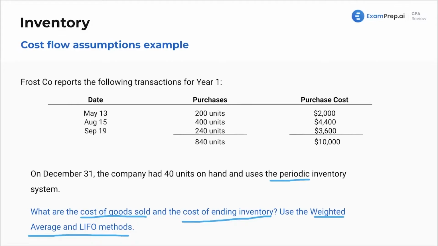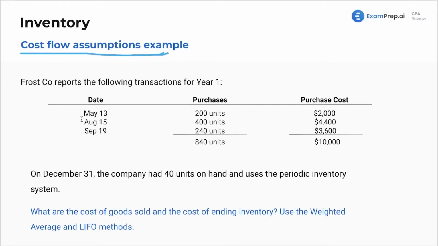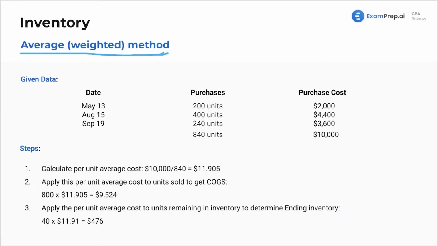All right. So good there. And the reason why we're doing more than one is it's nice to see the difference. You change one thing, what happens? All right. So we see here, Frost reports the following transactions. Here are the transactions. And we have 40 units on hand at the end of the year. We use the periodic. Well, let's take a look.